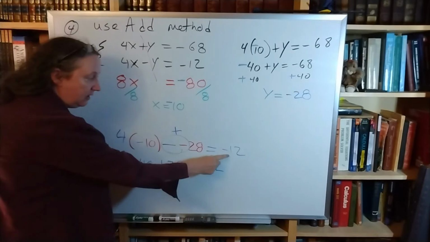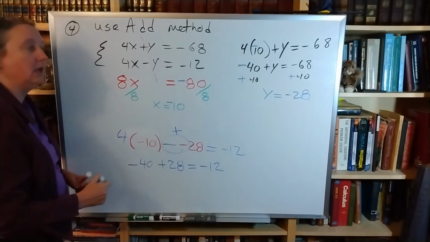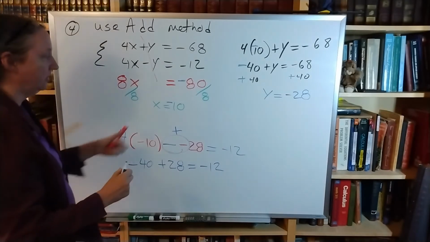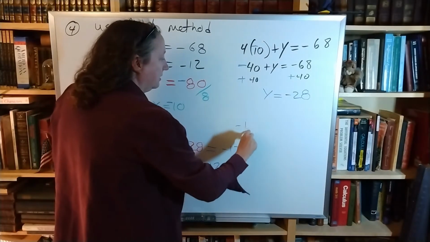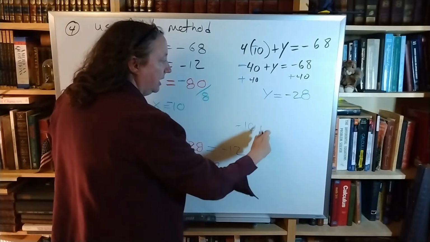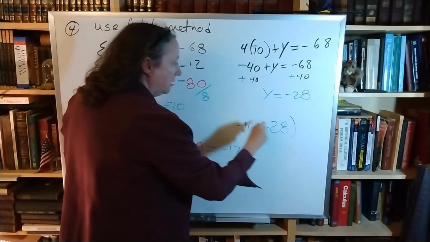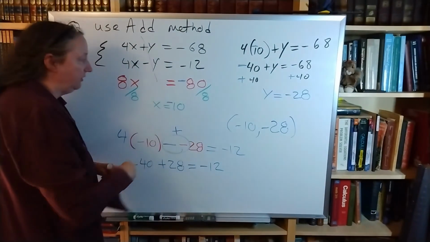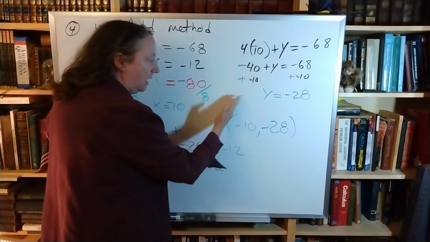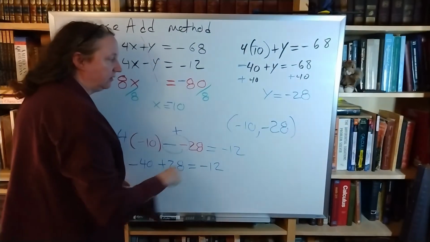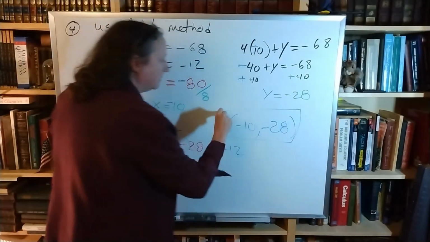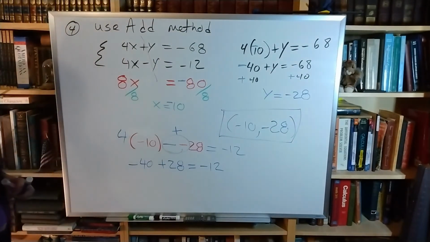So now that I see that I have the correct answer, now I can state that I know my answer is -10, comma, -28. And again, because this is an x and a y, I should put them in parentheses. And there's that answer.